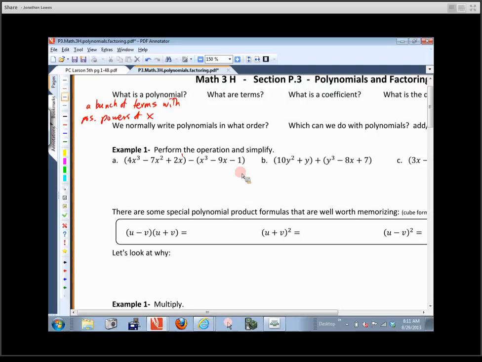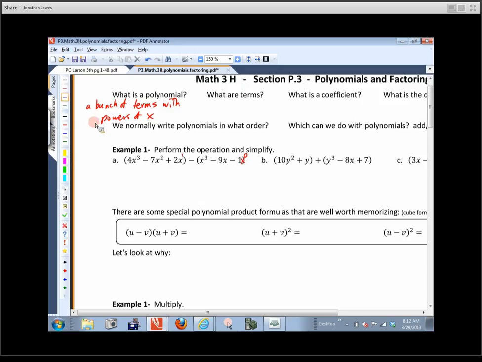Could we write x to the 0? What is x to the 0? What did we learn yesterday when we were reviewing exponents? Any number to the 0 power is going to be 1, right? So would that be okay there? So maybe we shouldn't say positive. Maybe we should use another word for that.